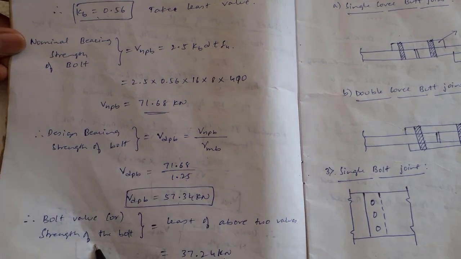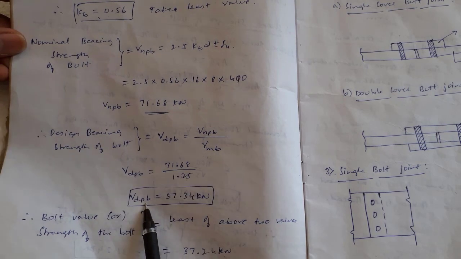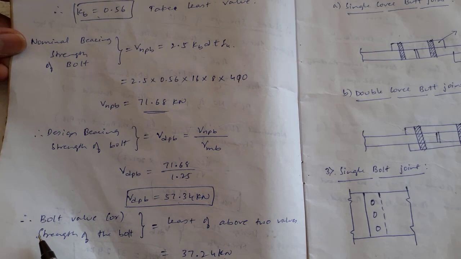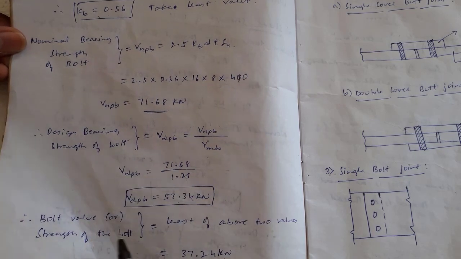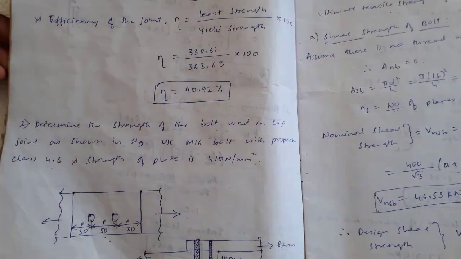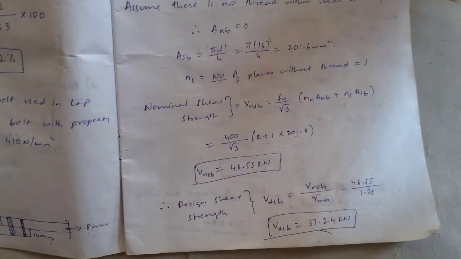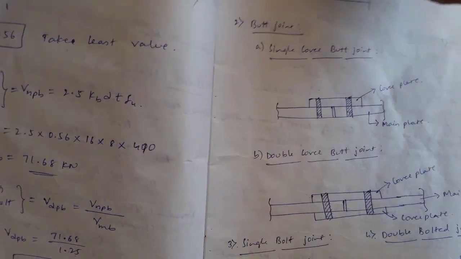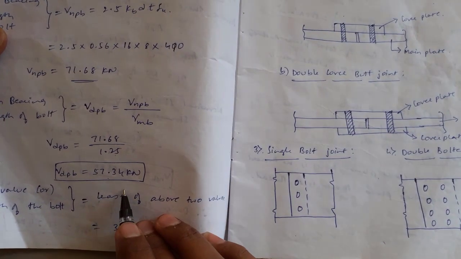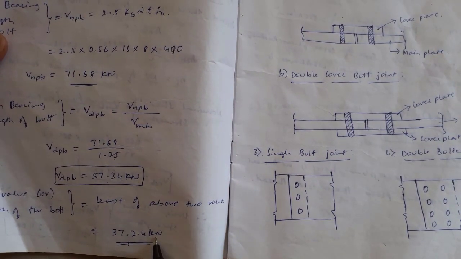So now we have to find the bolt value, or strength of the black bolt. How will you find the strength of the black bolt? The least of V_dpb and V_dsb, that is the least of shear strength and bearing strength, will give you the bolt value. So which one is the least value? The first value is 37.24, and the second value is 57.34. Out of these 2, which one is the least value? That is 37.24. So this is your bolt value.